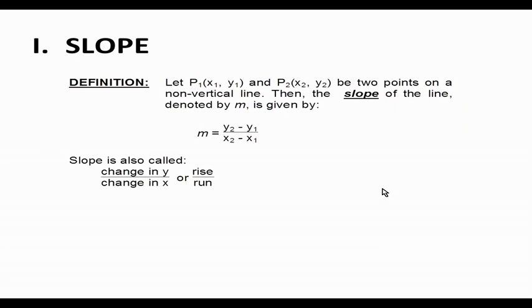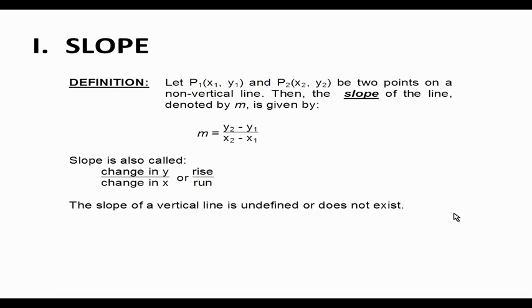Now, slope is also called the change in y over the change in x, or rise over run. How far you move up and down, the difference in the y, that's the rise. How far you move left or right, the difference in the x's, that's the run. Now, the slope of a vertical line is undefined or does not exist. So only non-vertical lines have a slope. When we do some examples, we'll actually see the algebraic reason why for a vertical line the slope does not exist.